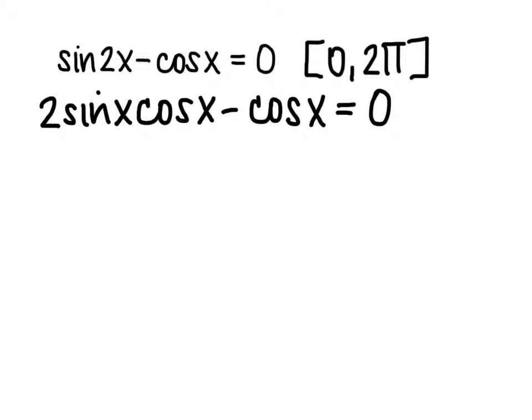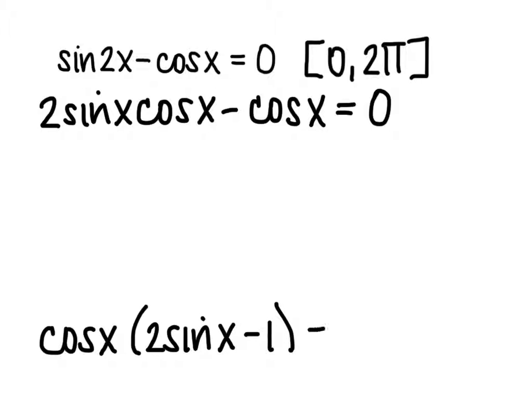So now I have 2 sine of x cosine x minus cosine x equals 0. Once again, I'm trying to solve for x. So looking at this problem now, I notice that I have a cosine x and a cosine x, so I can factor out that GCF. So my next line is going to be factoring out a cosine x. What's left over is 2 sine of x minus 1 is equal to 0.